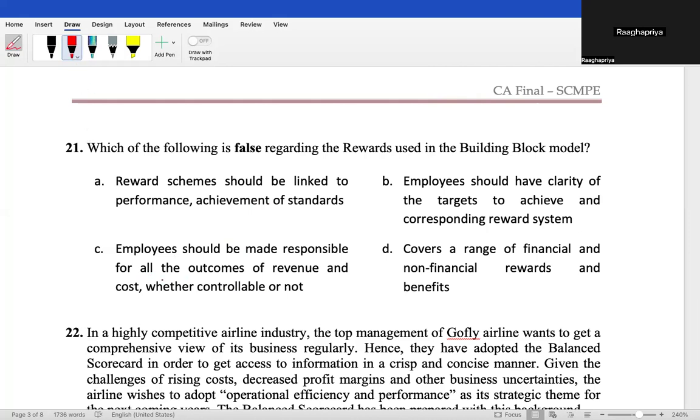Okay. So easy one. C. Employees respond only for what is within their control. Understood? Not both within or outside. So C is a false statement.